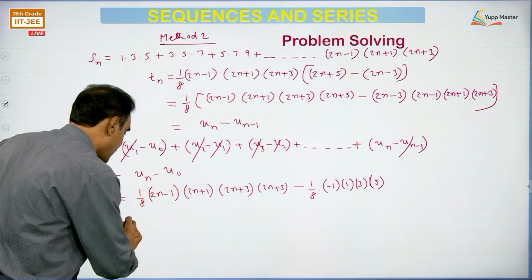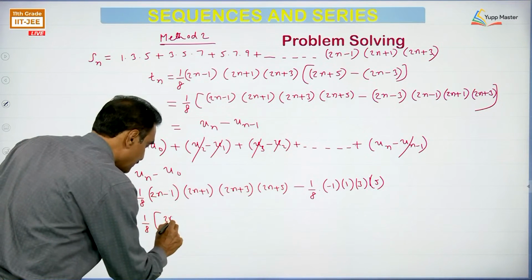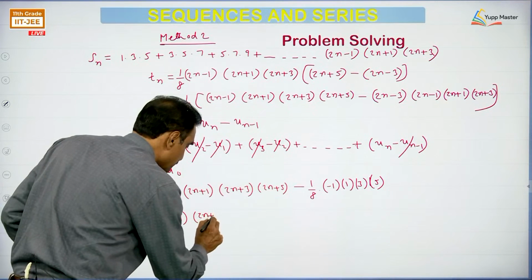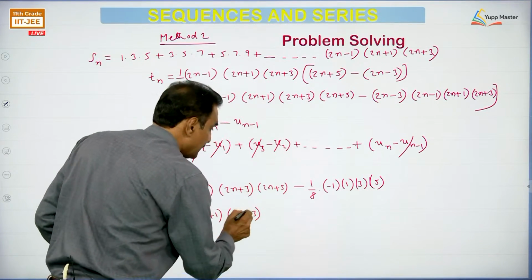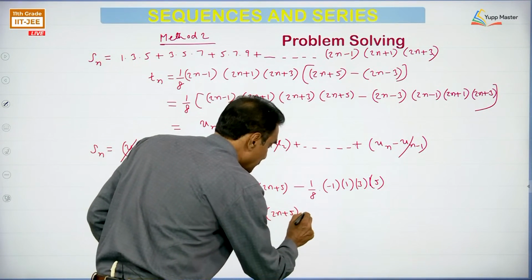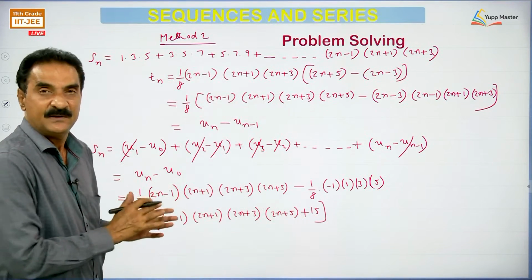So taking 1 by 8 common, you will get 2n minus 1 into 2n plus 1 into 2n plus 3 into 2n plus 5 plus 15. So this is the answer.